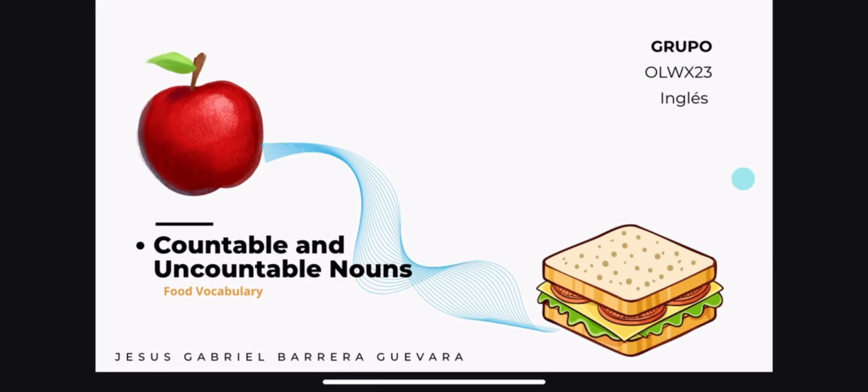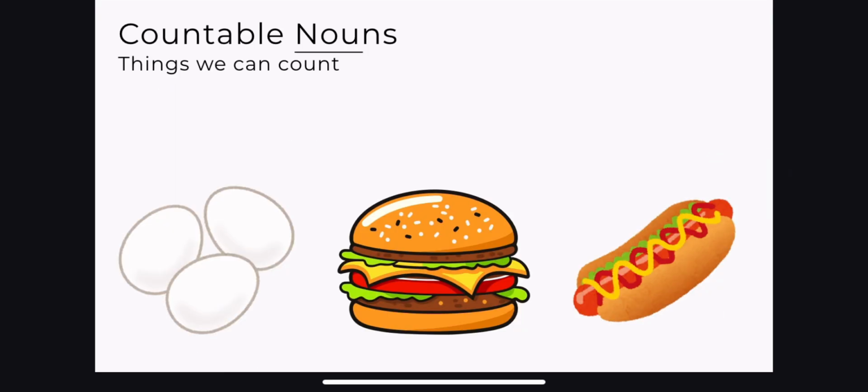Today I will present my topic, countable and uncountable nouns using food vocabulary and quantifiers. First, I will talk about countable nouns. Countable nouns are things that we can count.